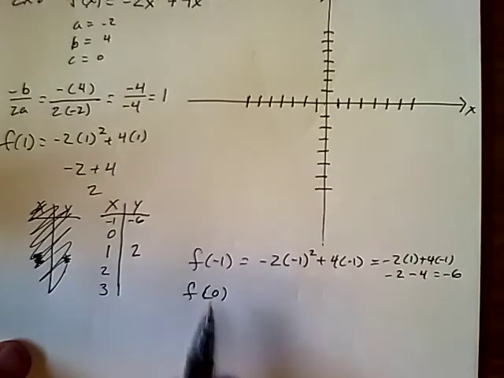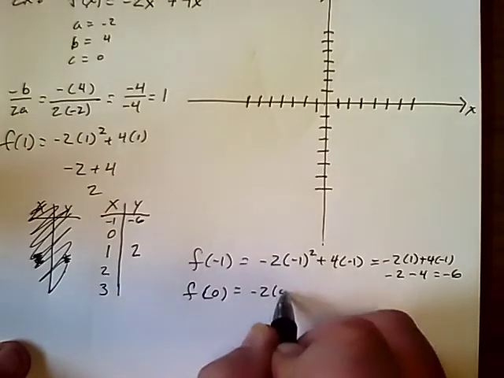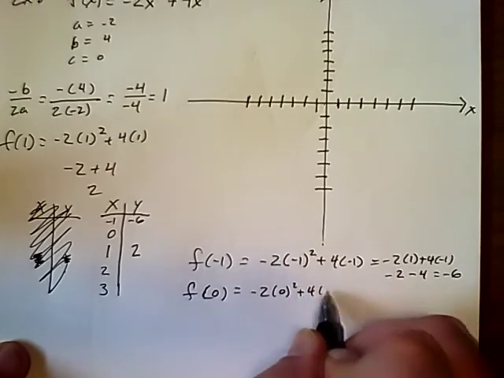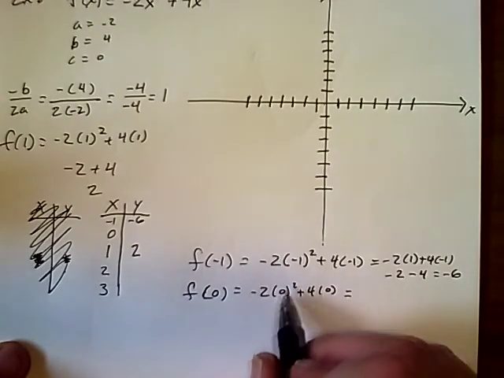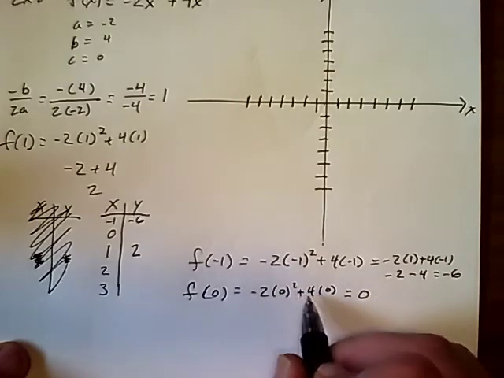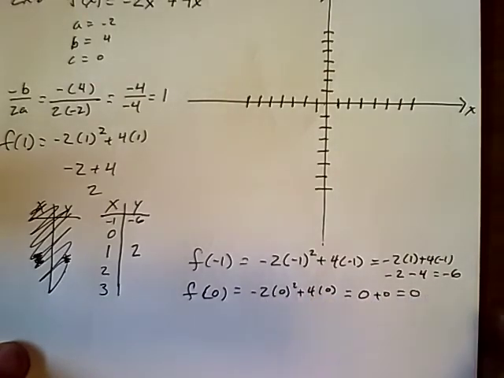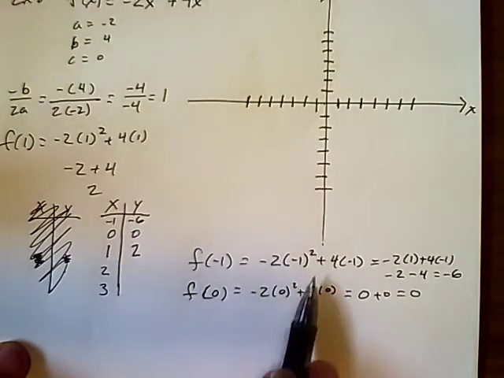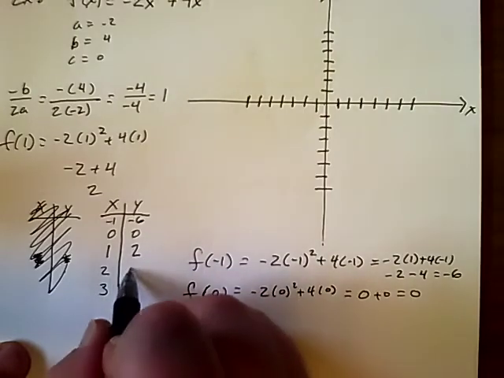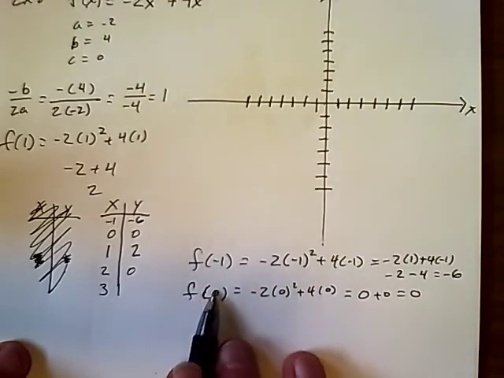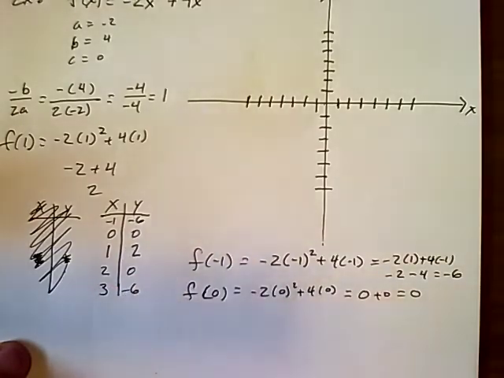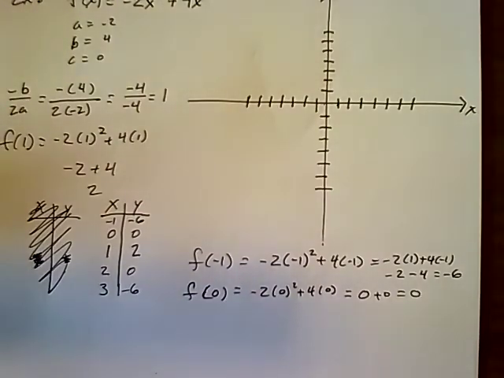Now I can plug f of 0 into the function. So here we go. Negative 2 times 0 squared plus 4 times 0. 0 squared is 0. Negative 2 times 0 is 0. 4 times 0 is 0. And 0 plus 0 equals 0. Wow. Which tells me whenever I plug a 2 into this whole thing, I will get a 0 back. And when I plug a 3 into this function, I will get negative 6 back. If you don't trust me, go ahead and plug them in and try it out. I highly suggest you prove it to yourself that there is symmetry here.